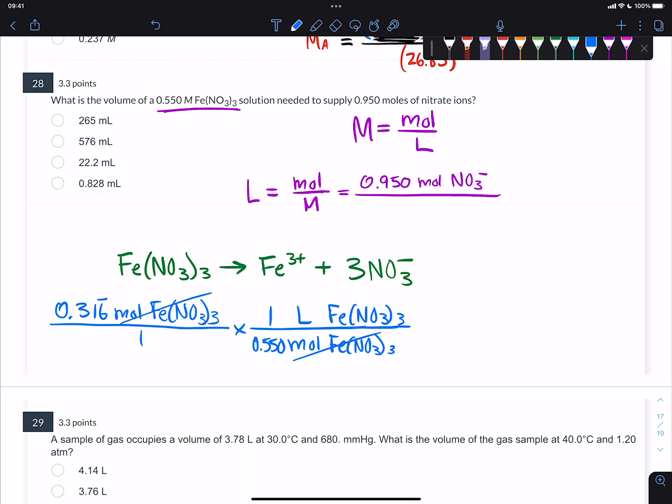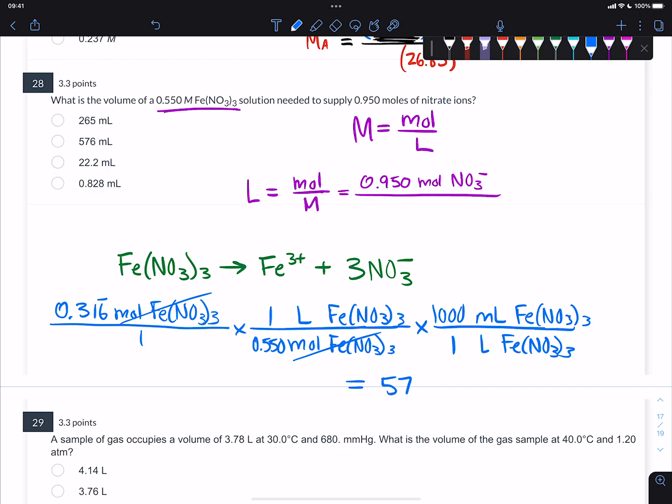We currently have liters of iron 3 nitrate necessary, but we can actually take it one more step, going from liters of Fe(NO3)3 to milliliters, because notice how all your answer choices are asking you for milliliters. So that's what we're going to do here. We're just converting liters to milliliters using a simple conversion. Every 1 liter has 1,000 milliliters. And when you do your math, you get 576 milliliters of Fe(NO3)3.